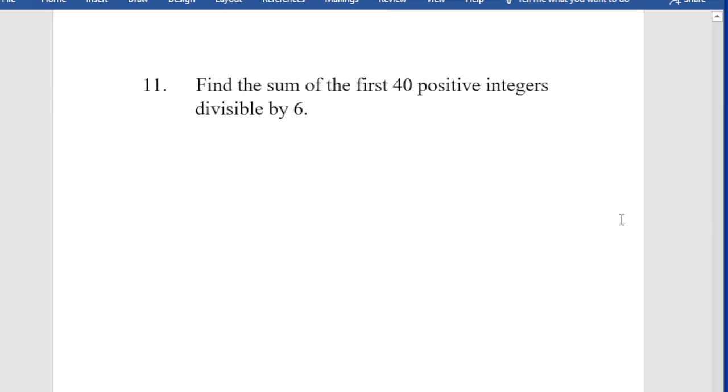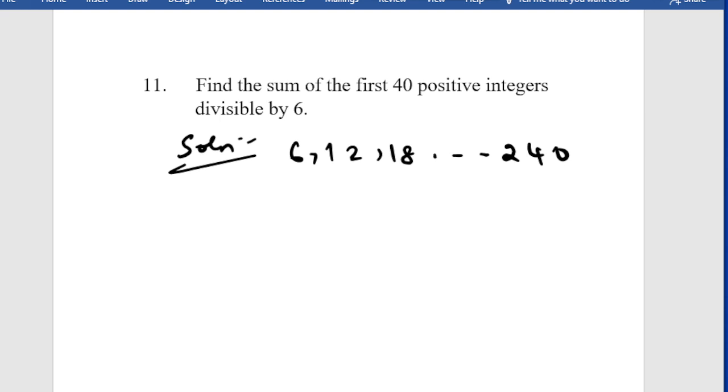One more similar problem of the previous kind. Find the sum of first 40 positive integers divisible by 6. So totally there are 40 positive integers which are divisible by 6. Now let's frame the sequence. The sequence is 6, 12, 18. It goes like that. 240. Now follow the same steps.